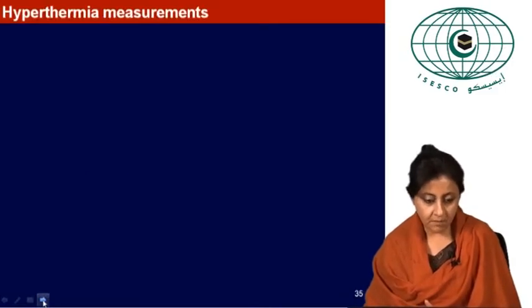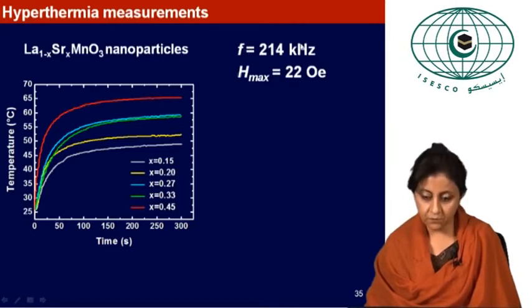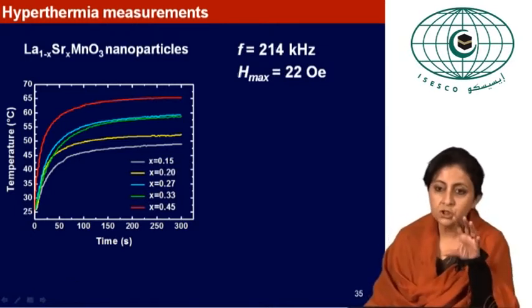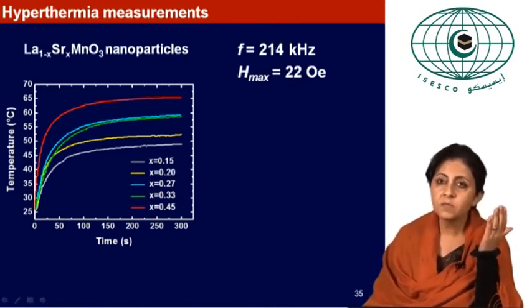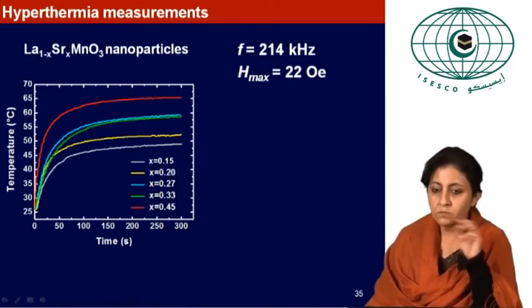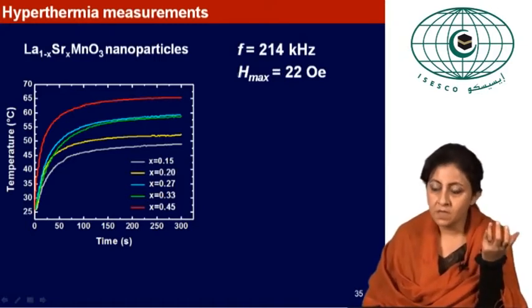So I'll just give you an example of some hypothermia measurements which we have made on lanthanum strontium manganite nanoparticles in our lab at a frequency of 214 kilohertz and a maximum field of 24 oersteds. And I must mention here that in order to have materials with high magnetization and low Curie temperatures, one route which is being very actively investigated is to use tunable magnetic systems.